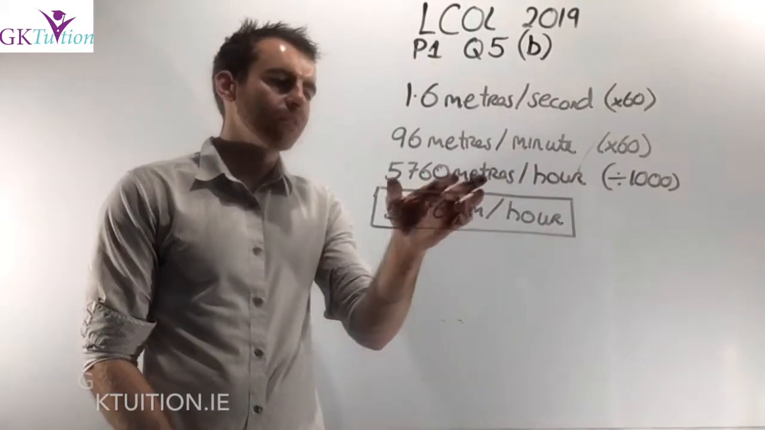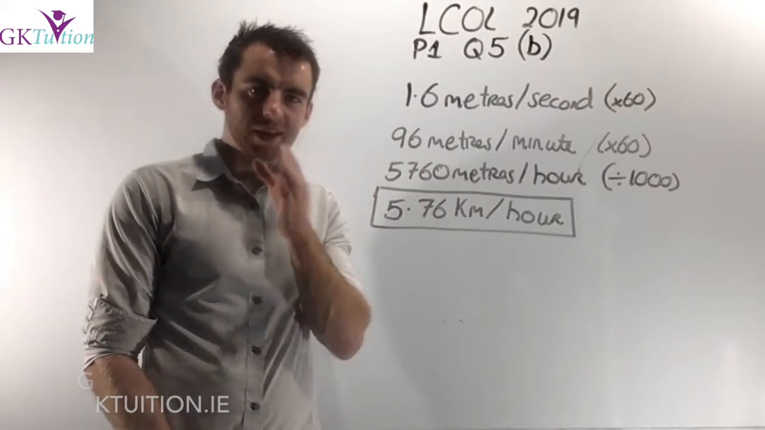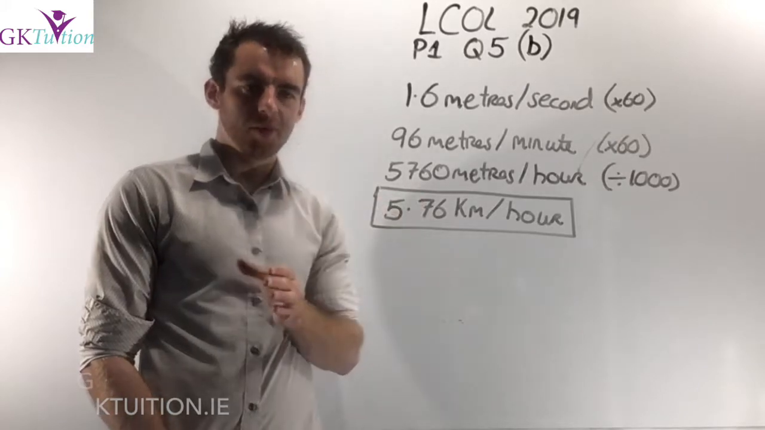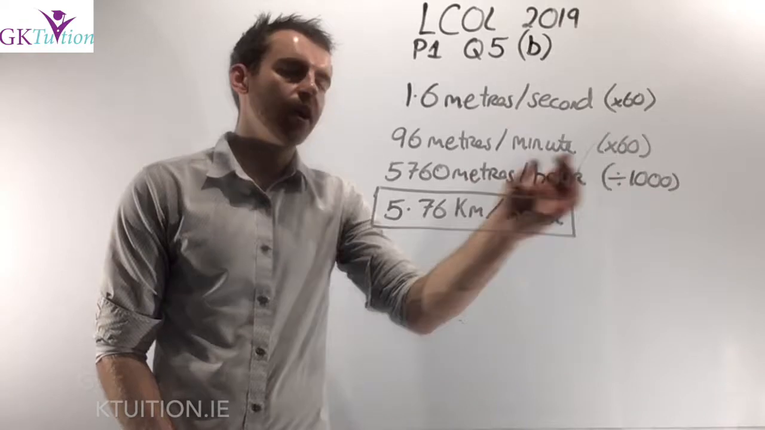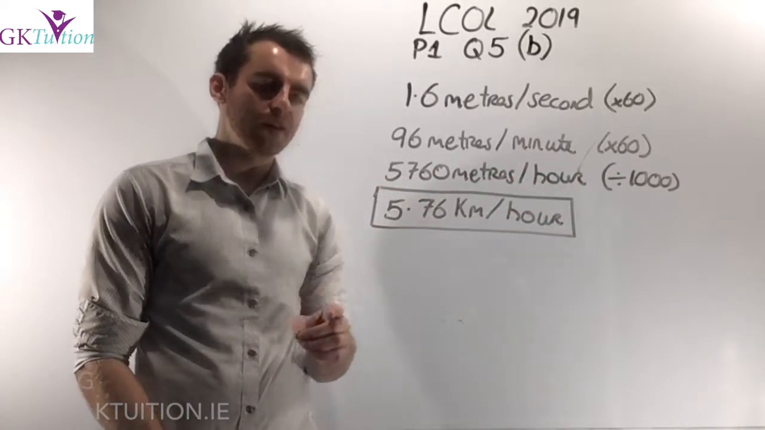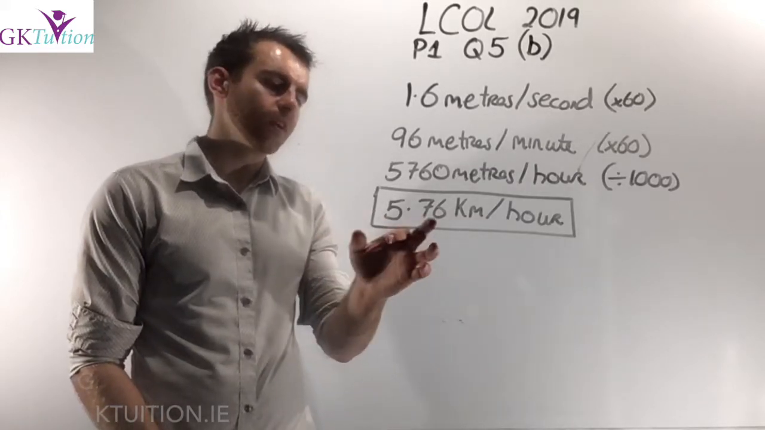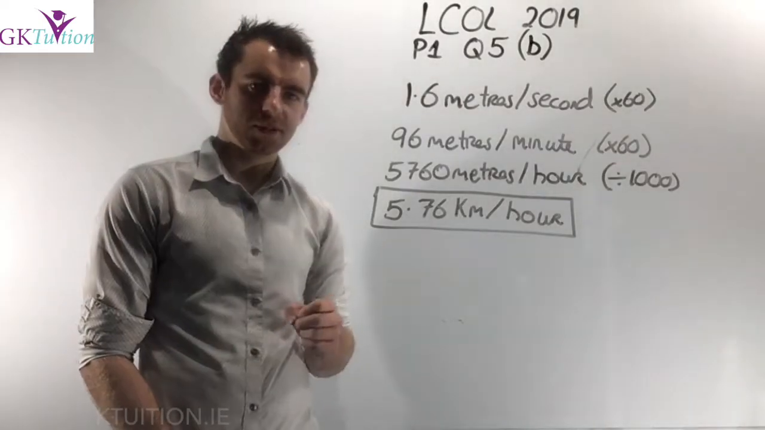Now we need to convert our meters into kilometers. Remember, kilo stands for 1,000. So there's 1,000 meters in a kilometer, which means to convert from meters to kilometers, you need to divide by 1,000. And if I divide 5,760 by 1,000, I get 5.76. So Nuala's speed is 5.76 kilometers per hour. And that's your final answer for this bit.